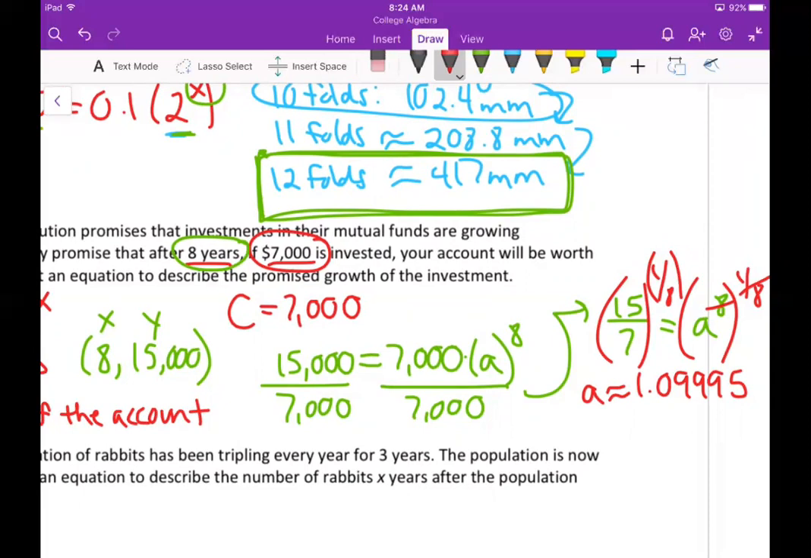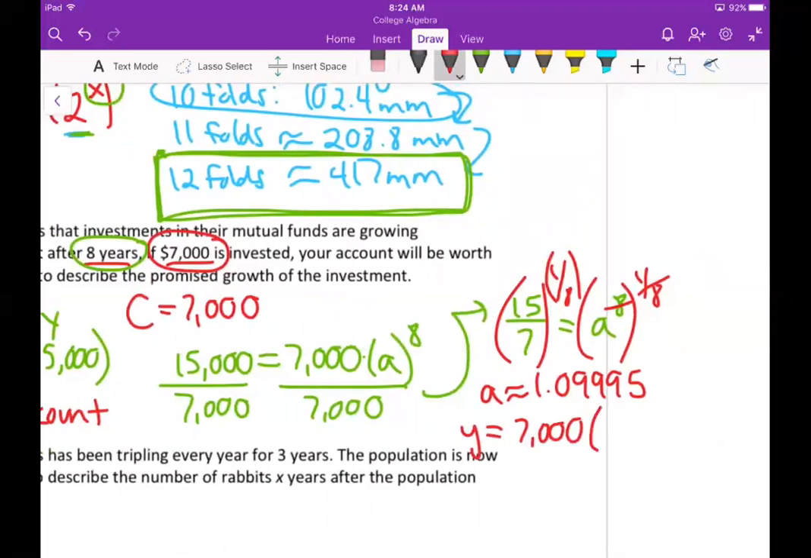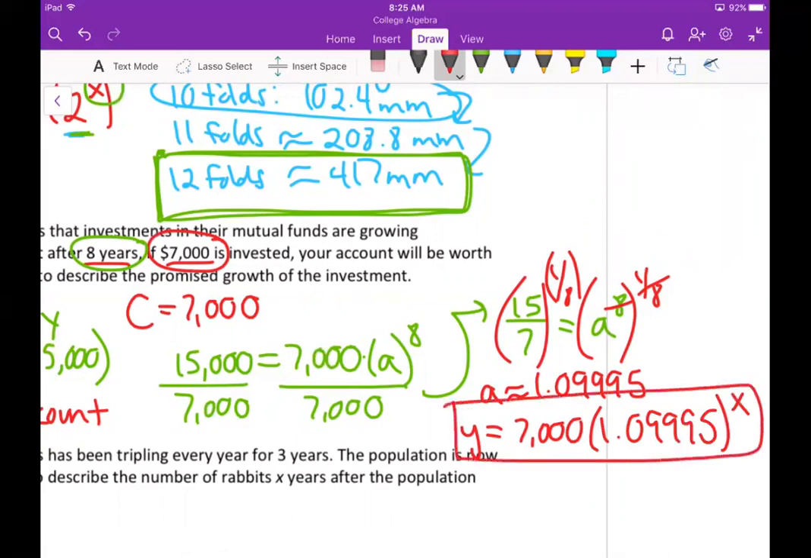So your final answer here then is y equals 7,000, that original amount. Our growth factor is 1.09995. And that's what we'll take times 7,000 with each year that passes. Okay, so we'd be able to now find our investment amount after any number of years by plugging in an x.